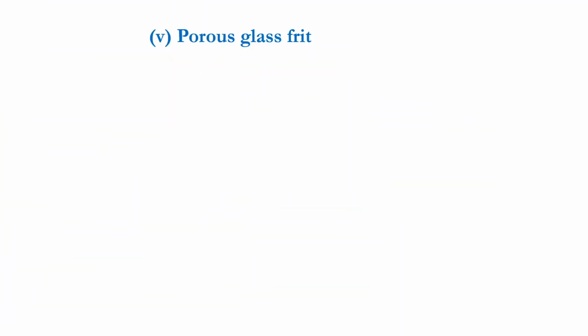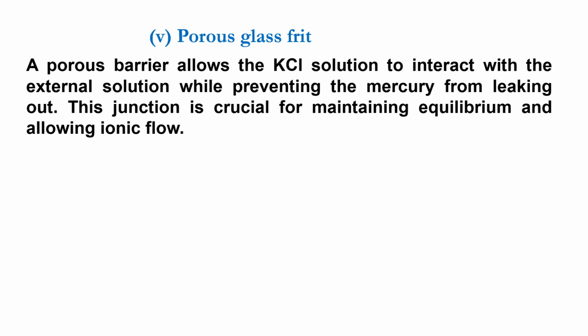Porous glass frit. A porous barrier allows potassium chloride solution to interact with the external solution while preventing the mercury from leaking out. So the porous frit prevents mercury from leakage. This junction is crucial for maintaining equilibrium and allowing ionic flow.